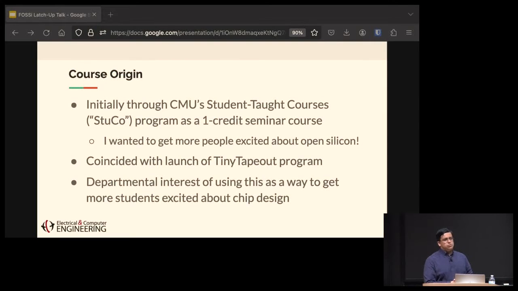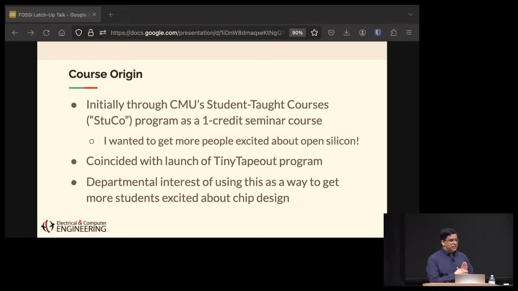So how did this course start up? Originally, I just wanted to get people excited about open silicon. This was back in fall of 2022, right before Tiny Tapeout had actually launched. I taught this through CMU's student-taught course program as a one-unit seminar. They have a program where any student can teach a one-unit seminar. And it just so happened that this coincided with the launch of Tiny Tapeout.